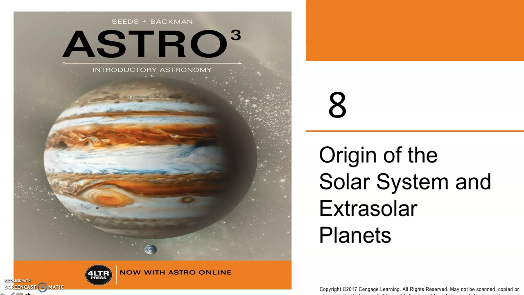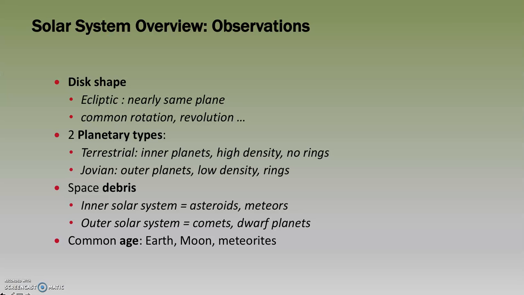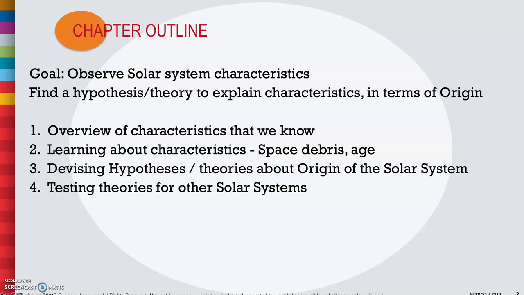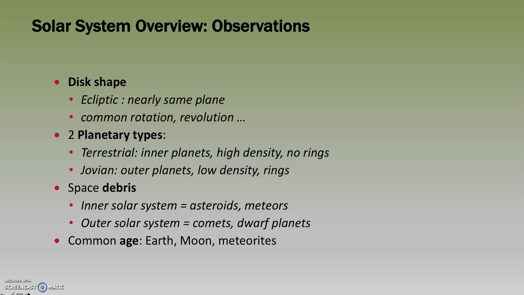Hi everyone. So to continue with Chapter 8 and Origin of the Solar System, we are going to continue talking about the characteristics that we know of the solar system that we have seen already in our course. And then we're going to take all these characteristics and look at them in terms of theories about the origin of the solar system. And these are just theories, but they need to address all the characteristics and all the observations that we know of the solar system. So let's explore that a little bit more.